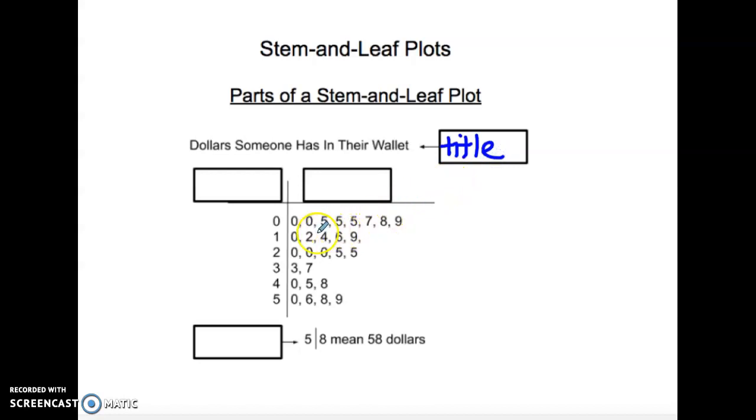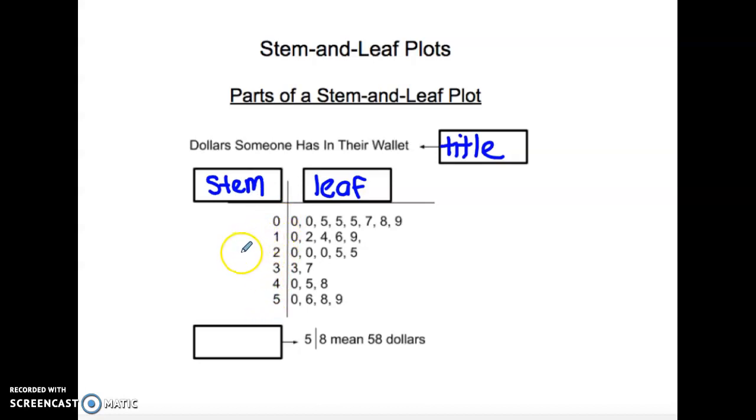The right side are our leaves, so I'm just going to label it leaf. Leaf is always the last number or the last digit in your number. The leaf is always just one number. Stem can be one number, but it could also be more than one number.